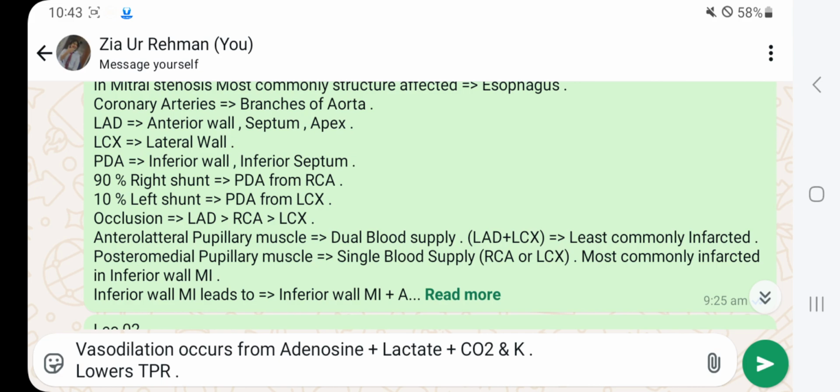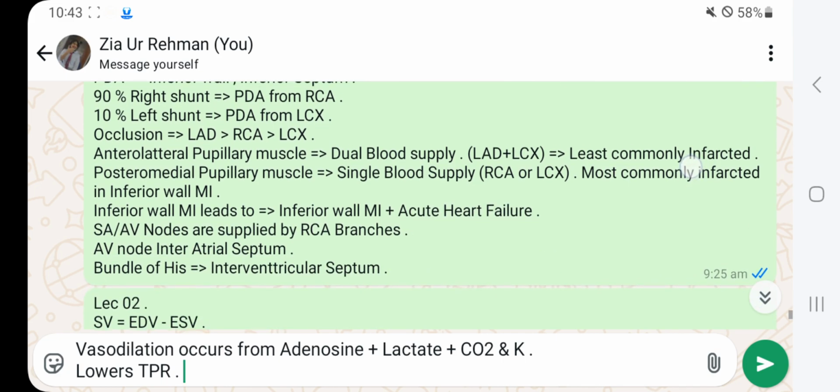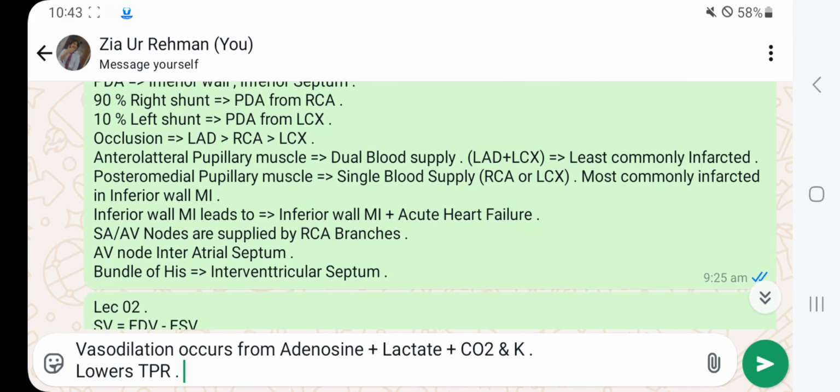The most commonly infarcted is in inferior wall MI. Inferior wall ischemia leads to inferior wall MI plus acute heart failure. SA node plus AV node are supplied by right coronary artery branches. The AV node is located in the interatrial septum, while the bundle of His is located in the interventricular septum.